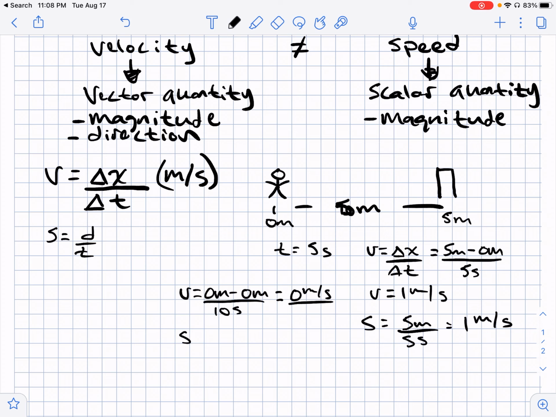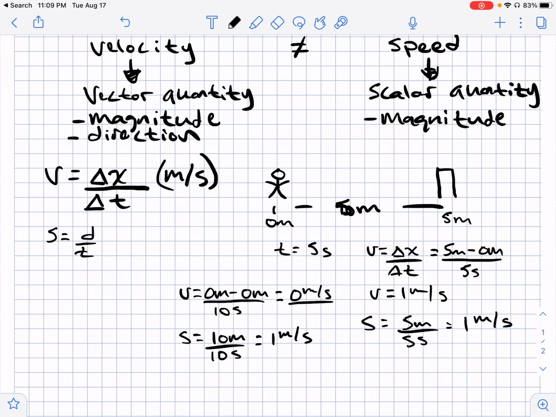But if I calculated the speed, my distance, I went 5 meters, and then I went another 5 meters. So my total distance that I traveled was 10 meters, and it took me 10 seconds. So my speed is 1 meter per second. So this is where the big difference is between speed and velocity. Velocity depends on direction, whereas speed does not. Okay, so that's a basic equation for calculating velocity, and that's the difference between speed and velocity.